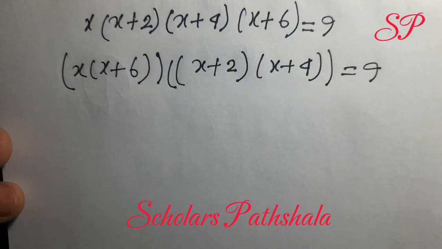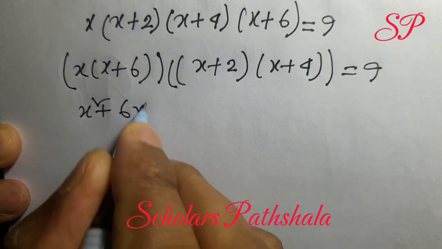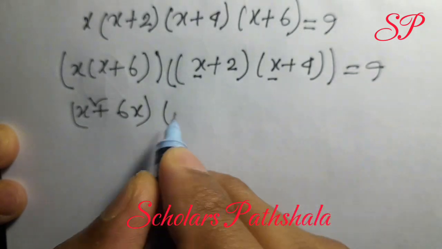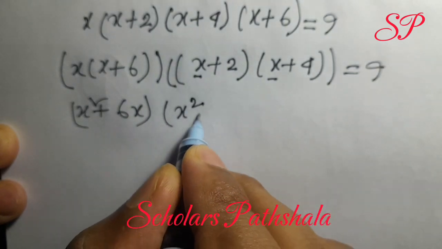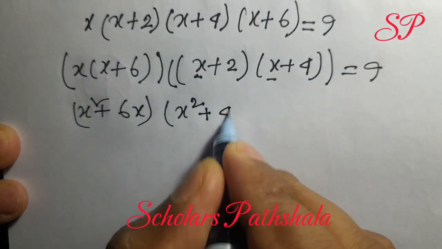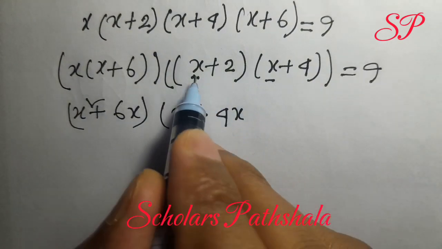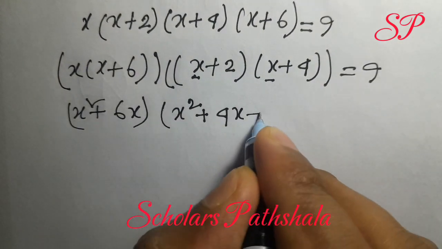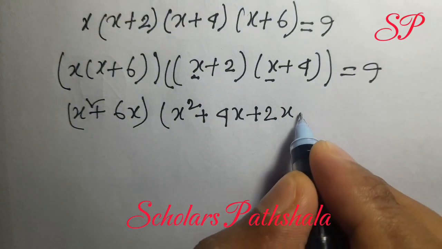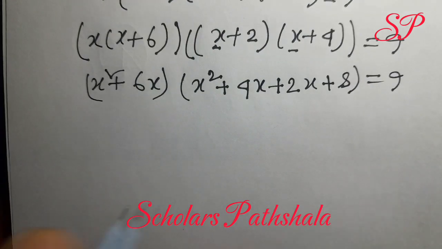Okay friends, then we multiply: x squared plus 6x. And we multiply x into x is equal to x squared, then x into 4 is equal to 4x. Then we multiply 2 into x is equal to 2x, and 2 times 4 is equal to 8, is equal to 9.